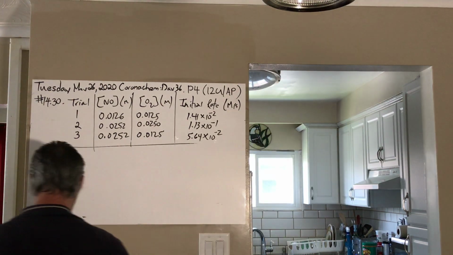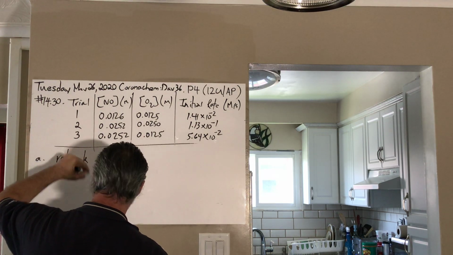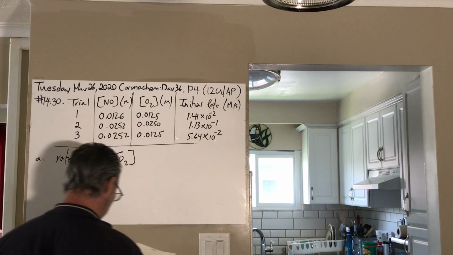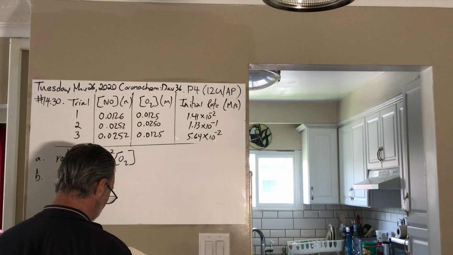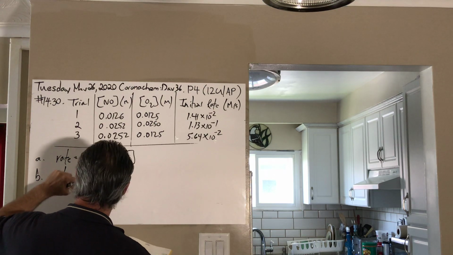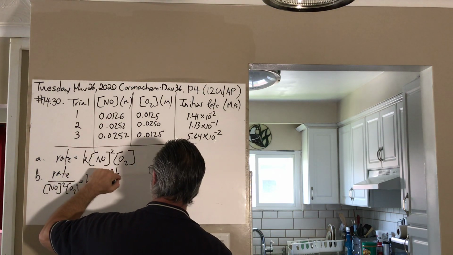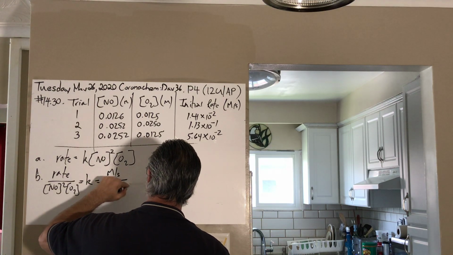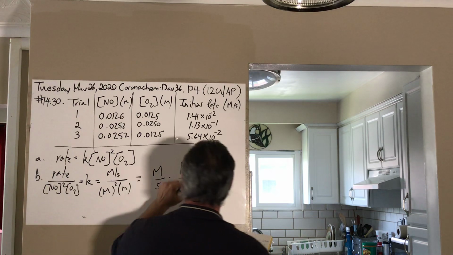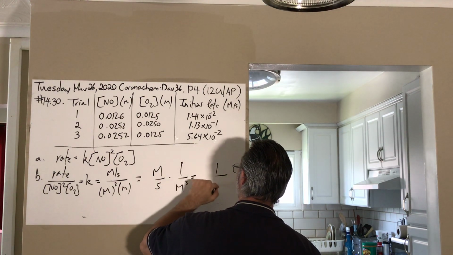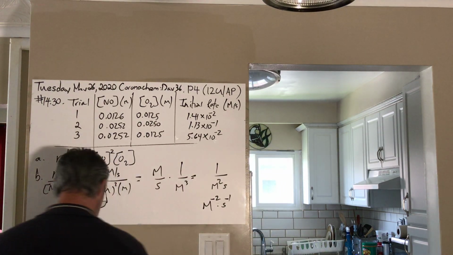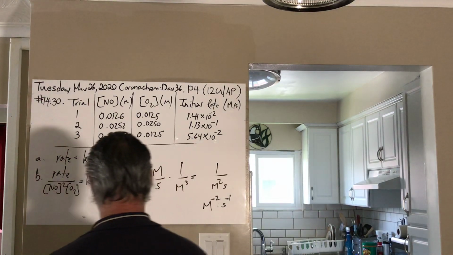So we can now write the rate law. The rate is equal to some constant K times the nitrogen monoxide concentration squared times the oxygen concentration. To solve for B, which is asking us for the rate constant, rate over NO concentration squared times O2 concentration is equal to K. Well, they're asking you only for the units, so we're going to have molarities per second versus molarity squared times molarity. So that actually equals molarity over seconds over 1 over molarity cubed, which gives you 1 over molarity squared seconds, or if you like, you could say molarity to the minus 2 seconds to the minus 1. Same thing.